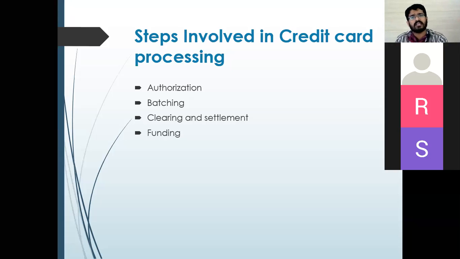Then the association does the clearing and settlement, and funding is given by the issuer. The card holder gives money to the issuer bank, and the bank gives it to the association. That is how funding happens. So authorization is by the association, batching is done by the acquirer, then clearing and settlement is done by the association, and then funding is provided by the issuer. So this is how credit card processing happens.